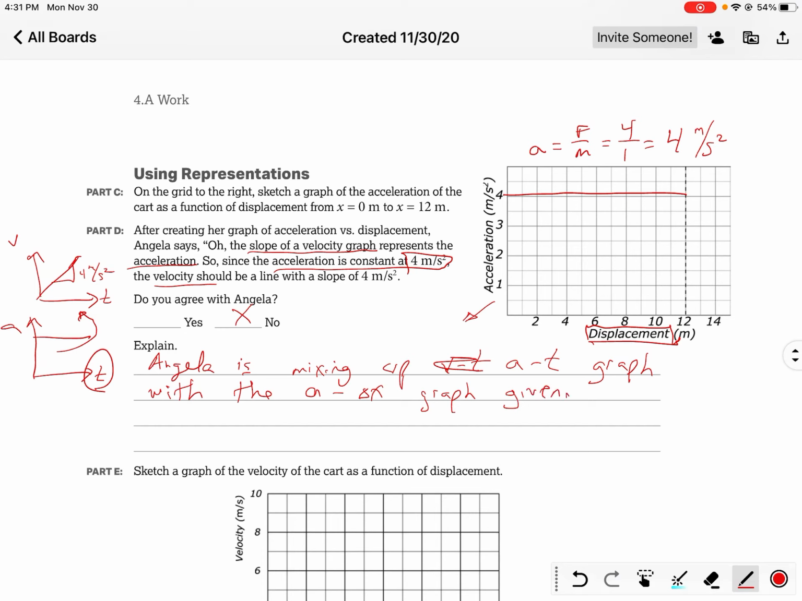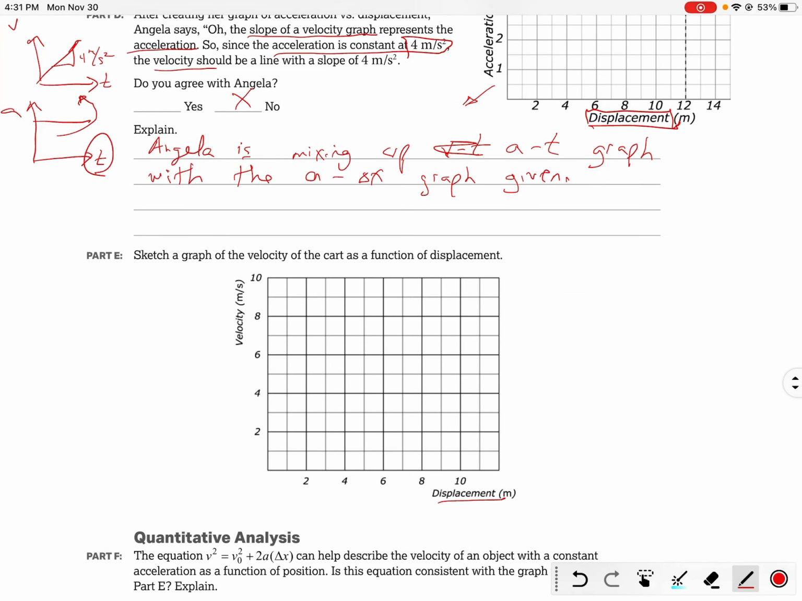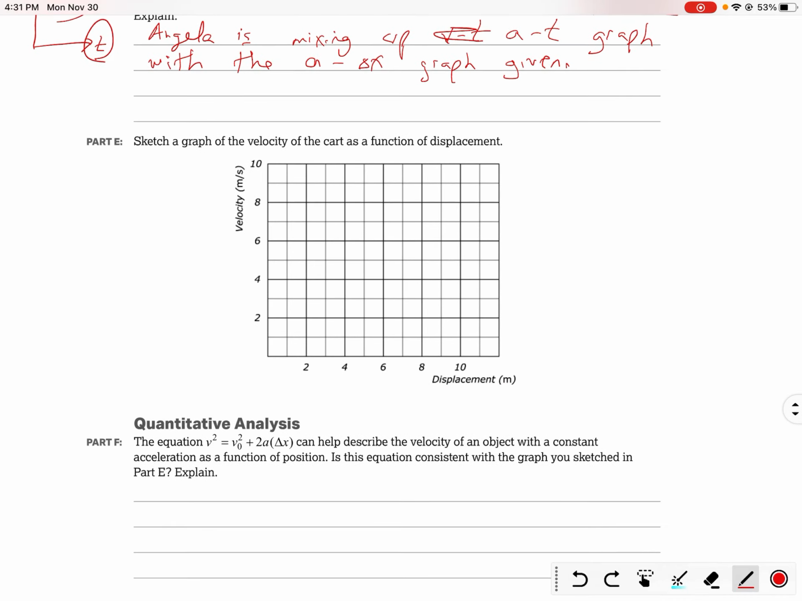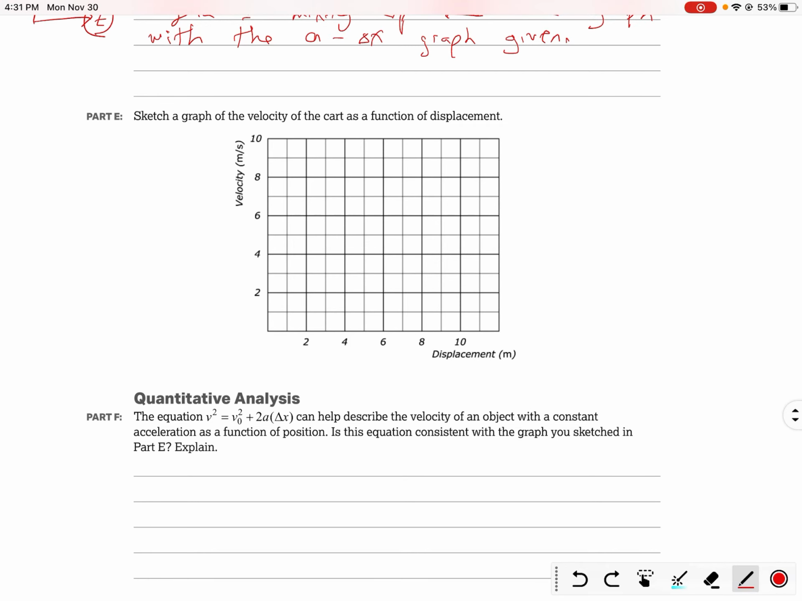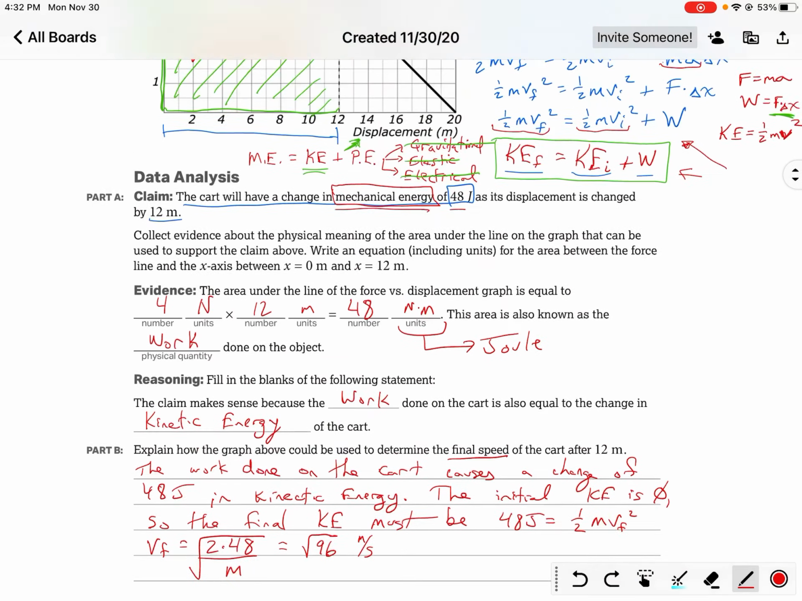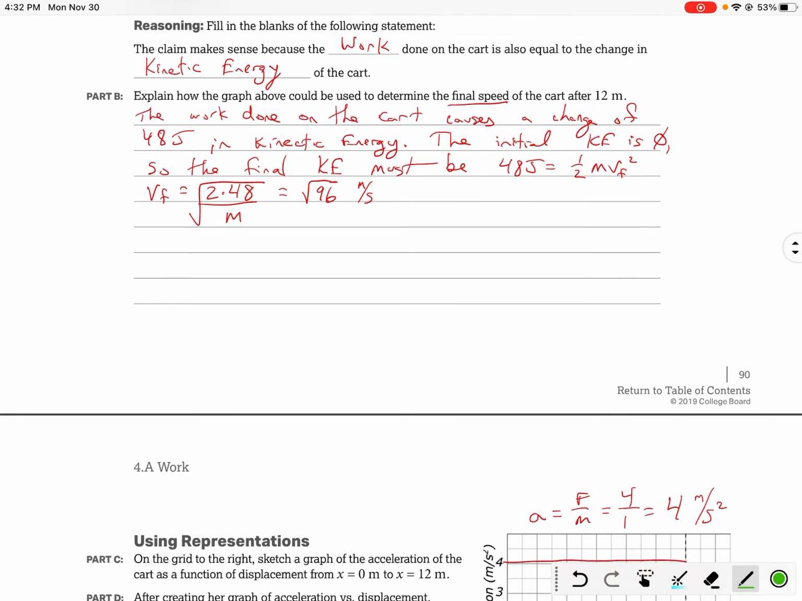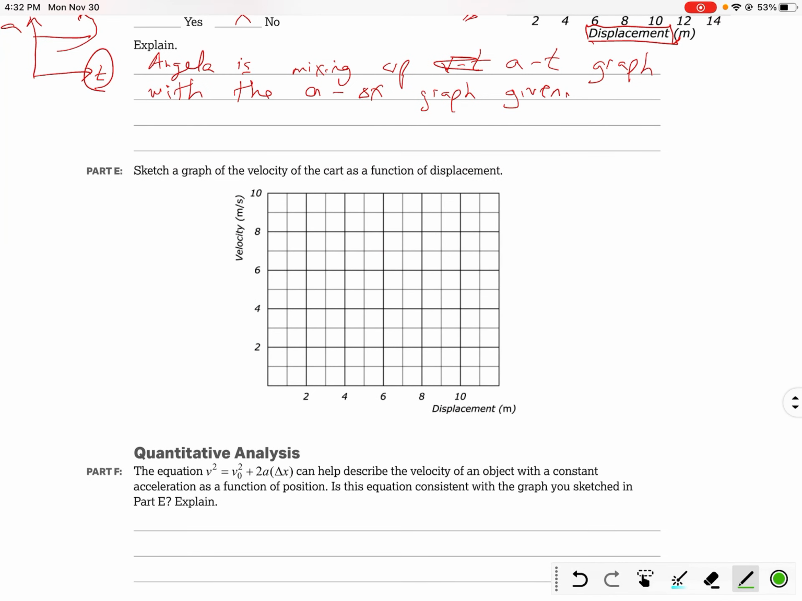Now, if we really wanted to see what the velocity-displacement graph looks like, which is what this next graph is asking us, we're going to need to do a little bit more work. And I think the best way to do this is to go back to what we had way back here and use this work that we've already done. Because here we have information in this equation about velocity and displacement. So let me just transfer that down here before we do any more work.